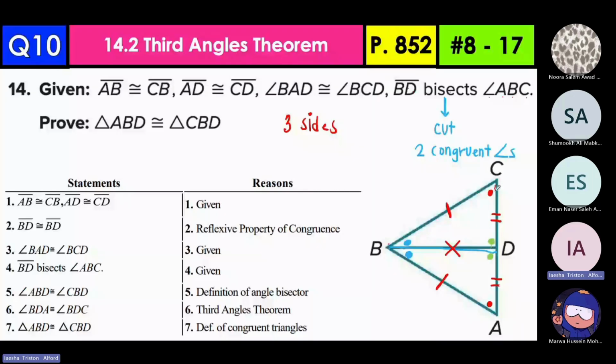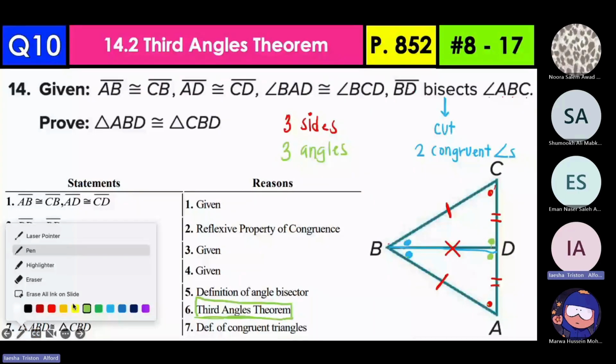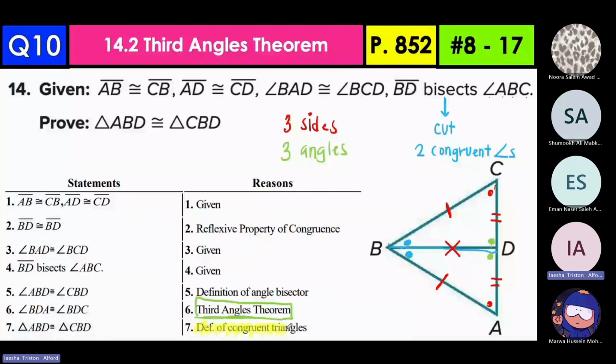I have two red angles that are the same. I have two blue angles that are the same. So the last angle must be the same. We say the reason is third angle theorem. So now I have three angles. So the triangles must be congruent. Why are the triangles congruent? It is the definition of congruent triangles. What is that definition? You need three sides and three angles to say that the triangles are the same.